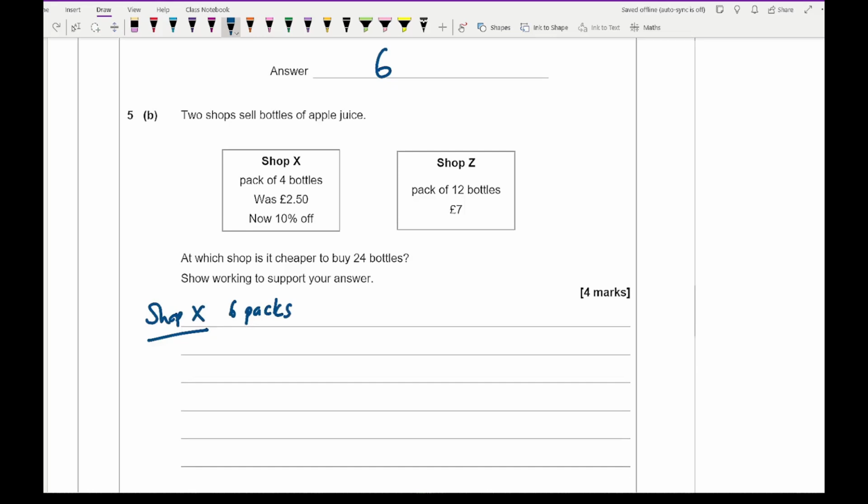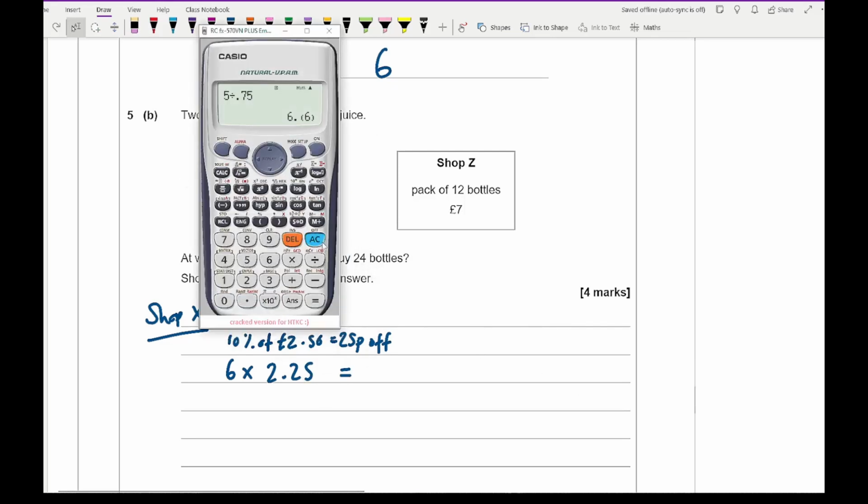And each pack is going to be £2.50 minus 10%. So 10% of £2.50 is 25 pence. So we're going to take 25 pence off each pack. So then we're going to do 6 times 2.25. Again, if I type that into my calculator, 6 times 2.25, I get an answer of £13.50.